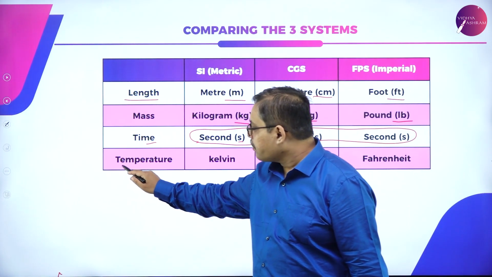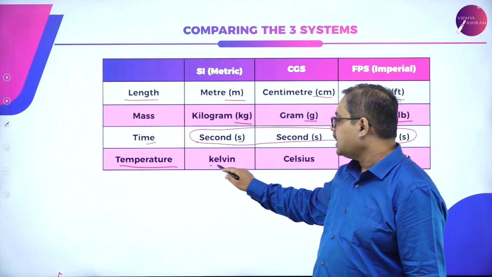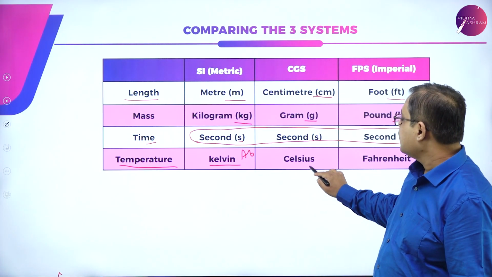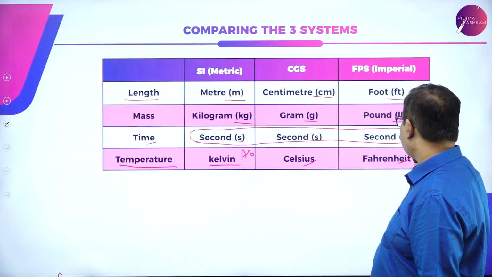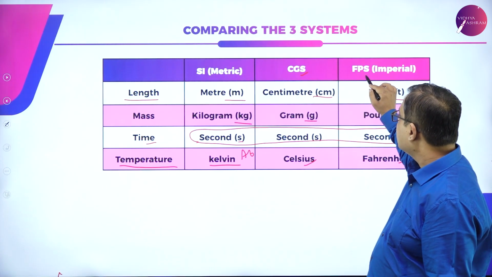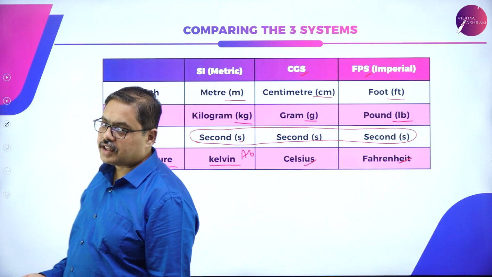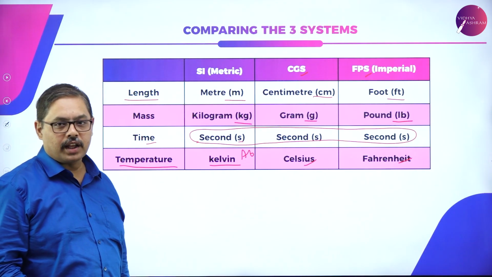Going ahead, for temperature, the current scale is Kelvin. This is an absolute scale. Whereas you had relative scales in Celsius and Fahrenheit in the CGS and FPS systems. We will learn more about what is an absolute scale and what is a relative scale when we come to thermodynamics.